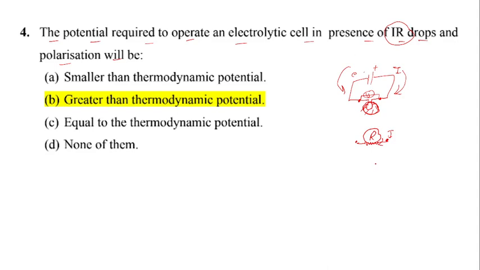So how much potential will be dropped? You can calculate it by Ohm's law. What is Ohm's law? V is proportional to I, or we can say V is equal to IR, if you keep the resistance constant. So this amount of potential will be decreased here due to resistance R.